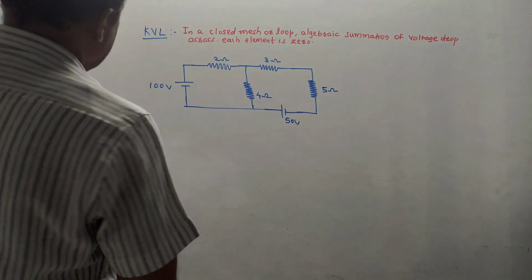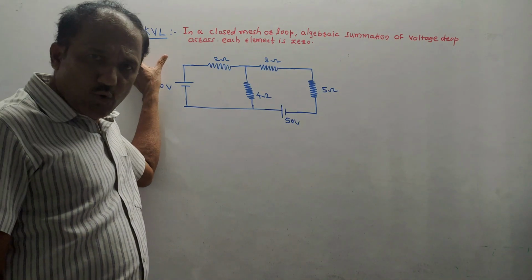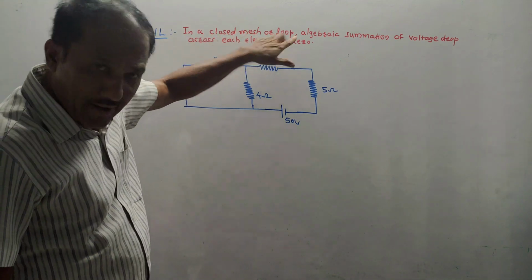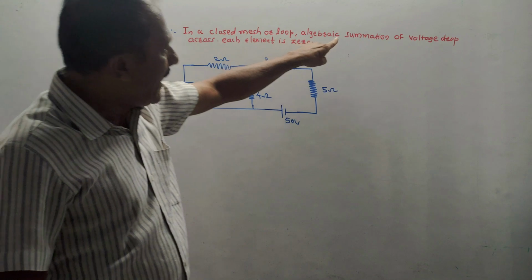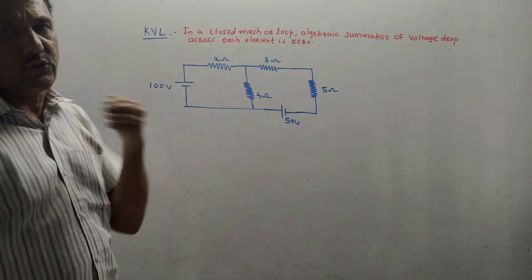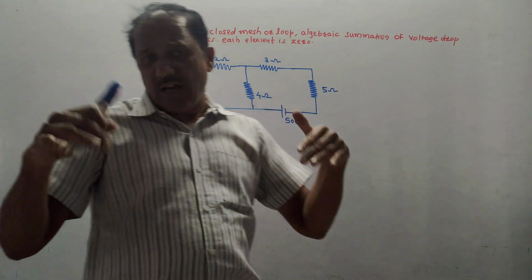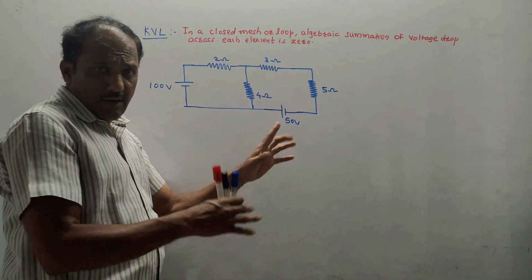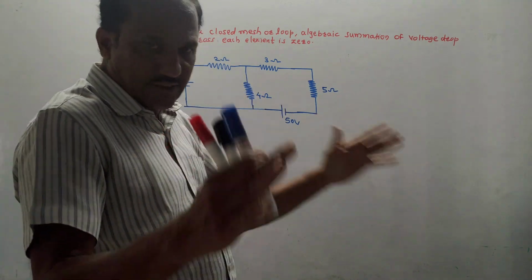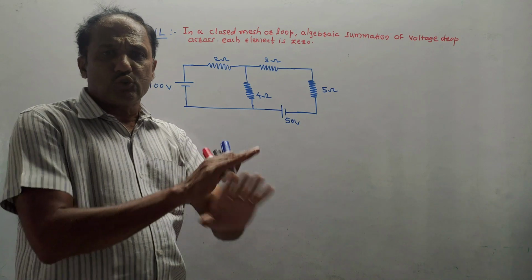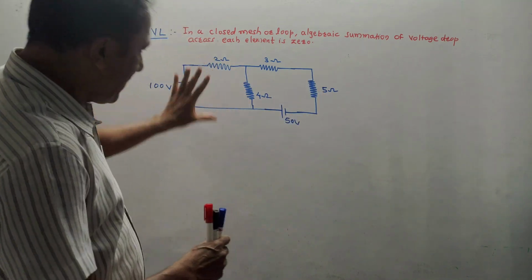The next part is KVL, that is Kirchhoff's voltage law. I have written the statement: in a closed mesh or loop, I will explain what's the mesh or loop, algebraic summation of voltage drop across each element is 0. Now, students are usually finding it difficult while attempting the question of KVL. But once the basic concepts are clear, you will be in a position to solve any numerical. Listen to this problem carefully.